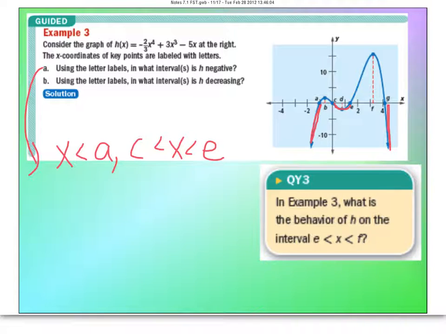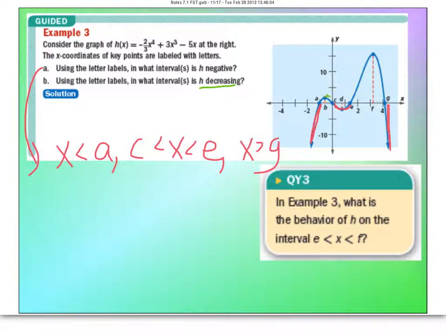And it does need to be in this order. C is a smaller number than E is. You can tell where it falls on the number line. And then the last part is I need all the x's greater than G. So here, greater than G, or all the x's this way. Now, where is the function decreasing? Remember, decreasing means the slope is going negative or downhill.